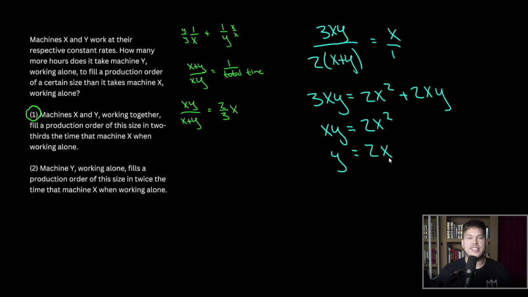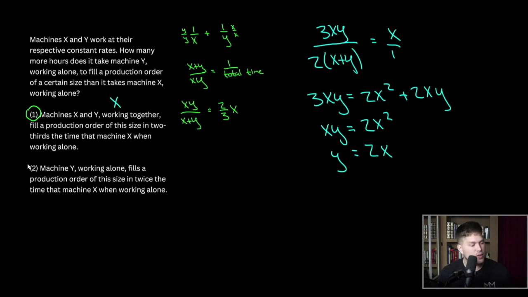But this doesn't exactly tell me the difference. Machine X could take 4 and machine Y would then take 8. Okay, so I don't have a good grasp on the difference between the two. I just know it's half as long. So statement 1 is not sufficient.